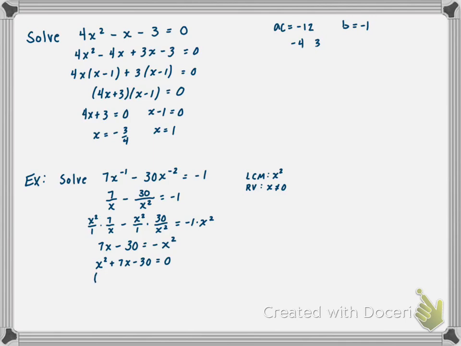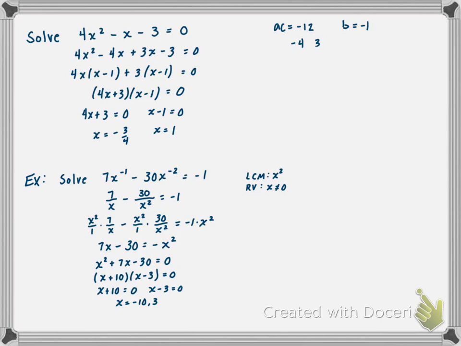I can use the shortcut to factor this because my leading coefficient, the coefficient in front of x squared, is 1. So this is x plus 10 times x minus 3. So x plus 10 equals 0, x minus 3 equals 0. x equals negative 10 and 3. And both of those are valid solutions because neither is a restricted value.